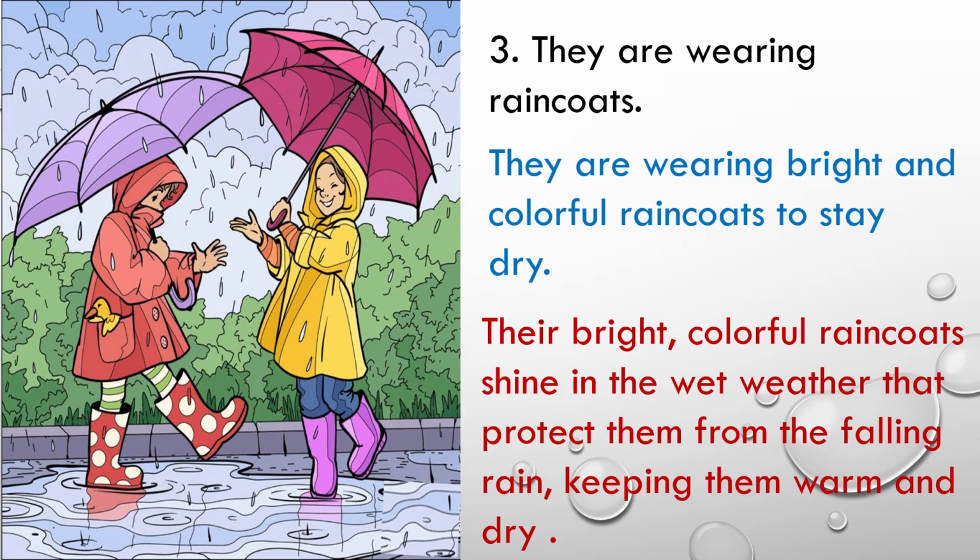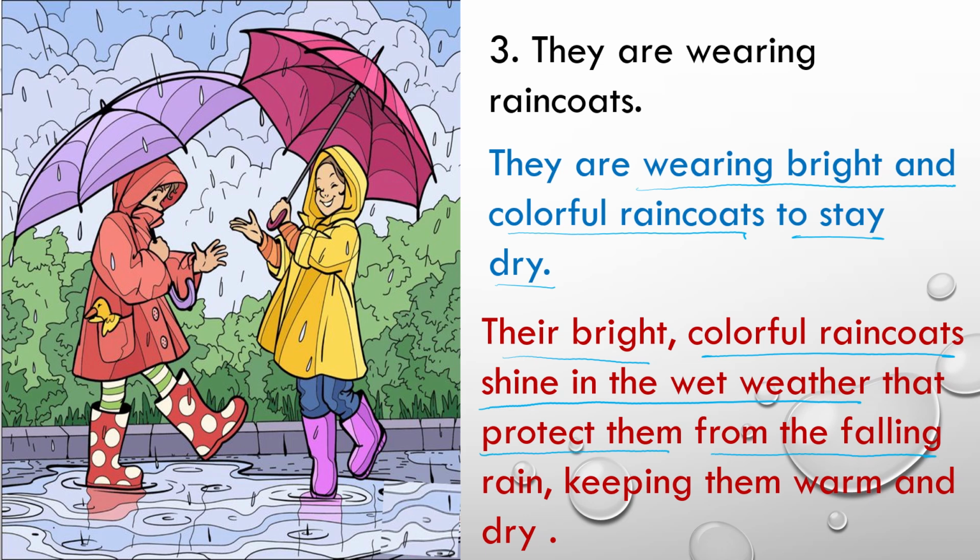Third sentence, they are wearing raincoats. Simple, because you can see it in the picture. Now, what extra details can you add? They are wearing bright and colorful raincoats to stay dry, because this is the purpose of wearing a raincoat. More details: their bright, colorful raincoats shine in the wet weather and protect them from the falling rain, keeping them warm and dry. Simply, you can stretch the sentence, right? So, how easy it is by adding more sensory details to a short sentence.